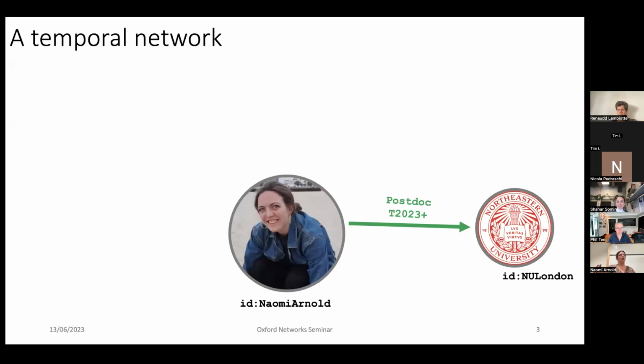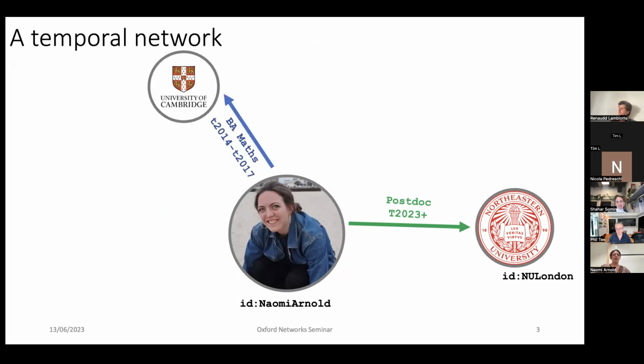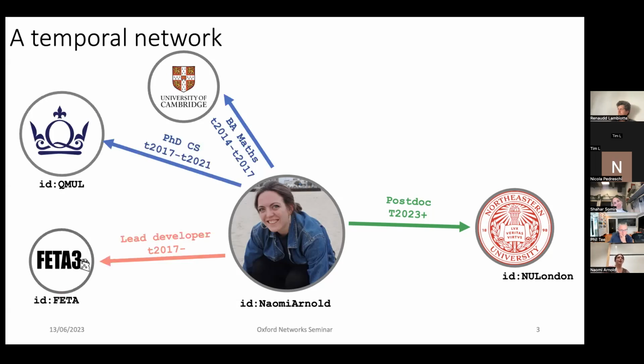So just a little bit of background on myself. As Tim said, I'm a postdoc at Northeastern London at their new Network Science Institute. There should be some events later on in the year for people to come and see some talks. I'm really looking forward to that. But before that, my background's in mathematics, where I did my undergraduate, and then moved into network science in a computer science department for my PhD at Queen Mary.